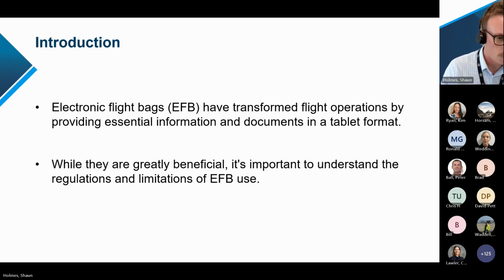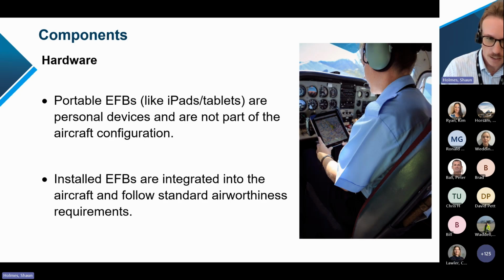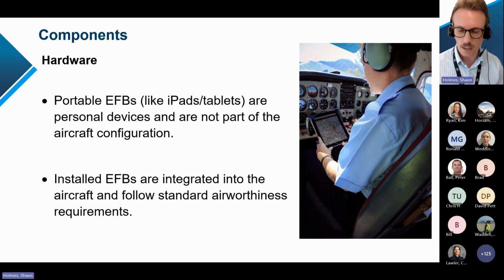Okay, so we'll start working our way through some of the elements or components of using an EFB. The first thing being the hardware components. What does the actual piece of equipment look like? For most of us, the most common piece of equipment that we're going to use is a portable EFB. So that's your iPad, your tablet, that kind of portable device, which is essentially a personal device, and it's not part of the aircraft configuration. Okay, that would be the most common, as I mentioned.